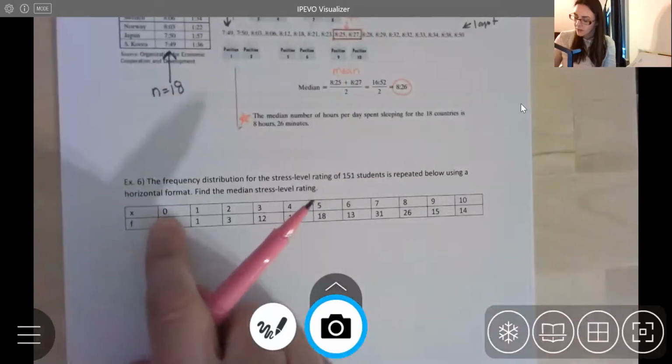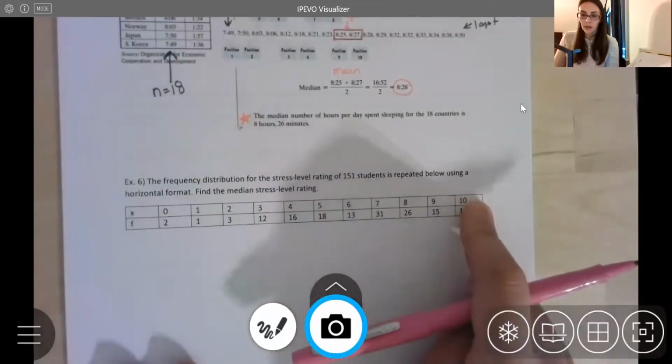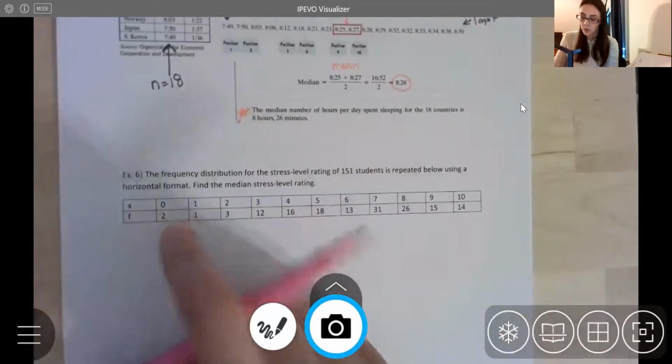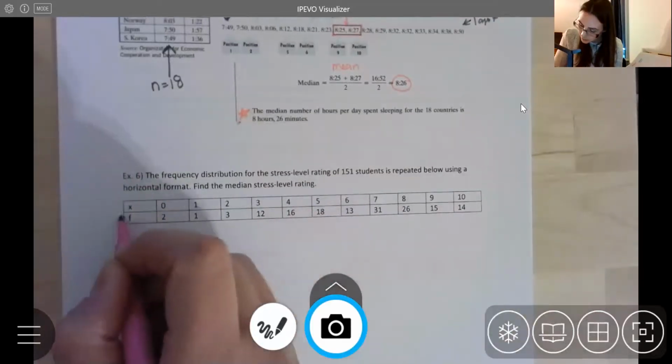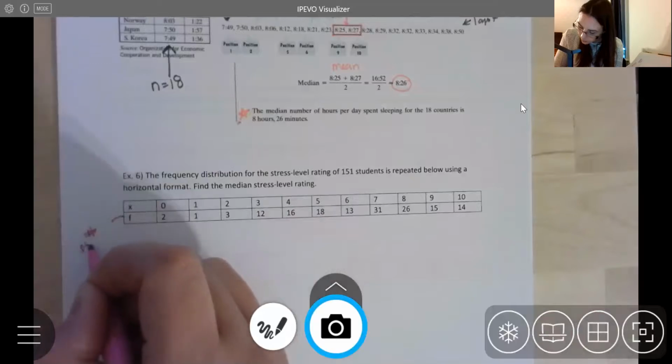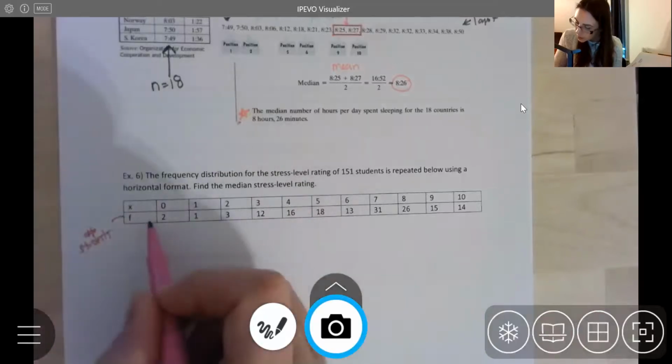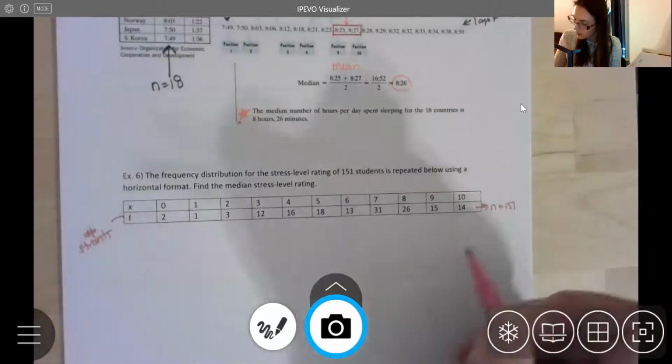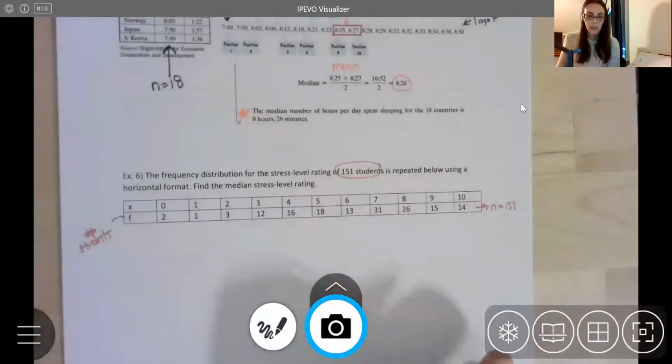So the X values are your different survey options. So stress level from 0 to 10, and your F is your number of students in this case. Okay. So if I add these all up, I do see that N is equal to 151, right? I have 151 students here.